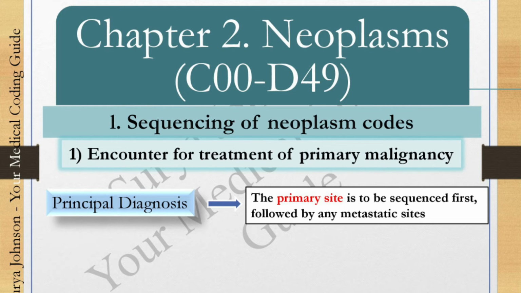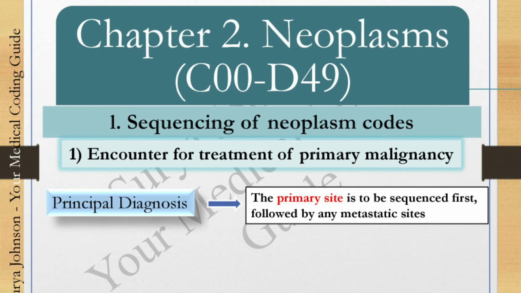Sequencing of neoplasm codes. So, how do you sequence the neoplasm codes? The principal diagnosis should always be the reason for encounter or where the treatment has been directed to. There is one exception though, that is, yes, you are right, anemia due to neoplasm.